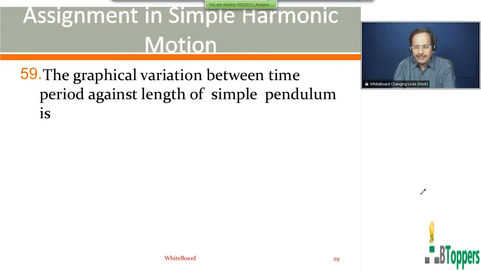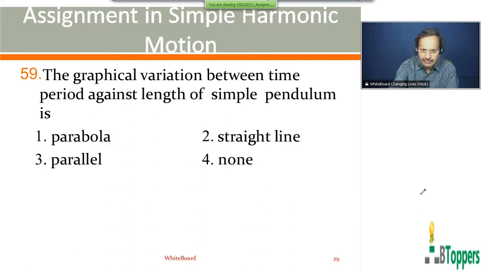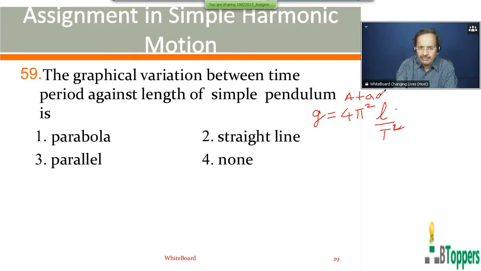See question number 59. The graphical variation between time period and length of a simple pendulum is asked. We already discussed the graphical variation in the theory part. The acceleration due to gravity at a given place, in terms of the length of the pendulum and time period, is given by g equal to 4 pi square into L by T square. At a given place, the value of acceleration due to gravity is a constant. So L is proportional to T square.